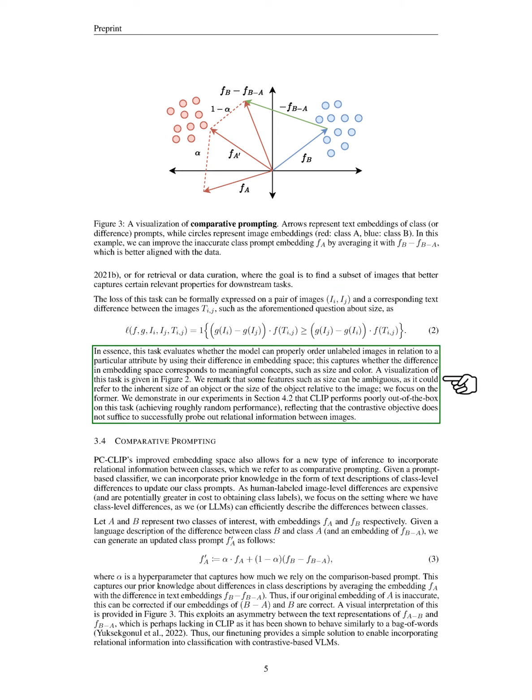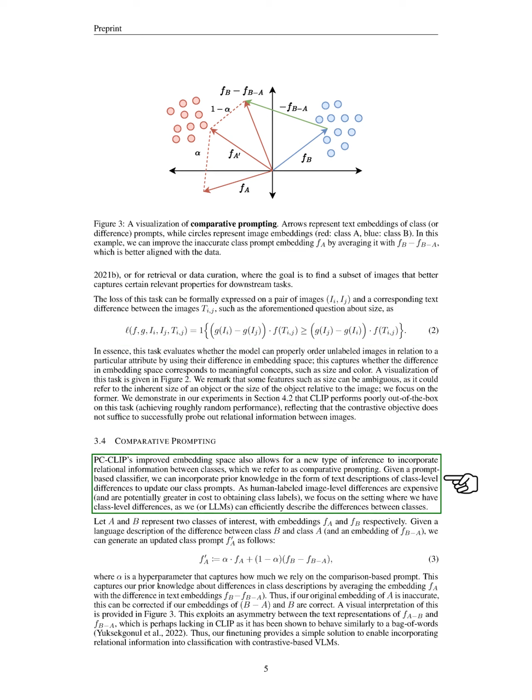We note that some features, like size, can be ambiguous, so we focus on the inherent size of objects. Our experiments show that CLIP struggles with this task initially, performing nearly at random, indicating that the contrastive objective alone does not effectively capture relational information between images.